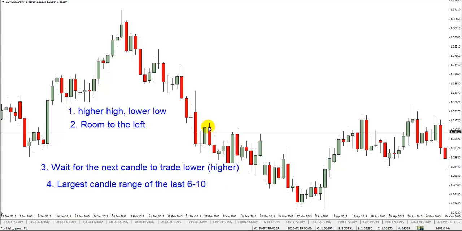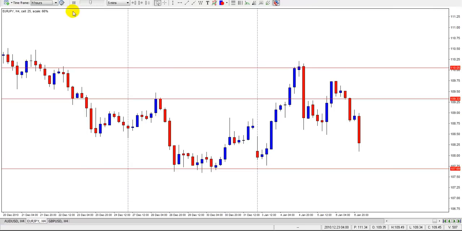Now let's see if these rules work. Okay, what I'm going to do is just pull up Forex Tester here and see if you can follow along.